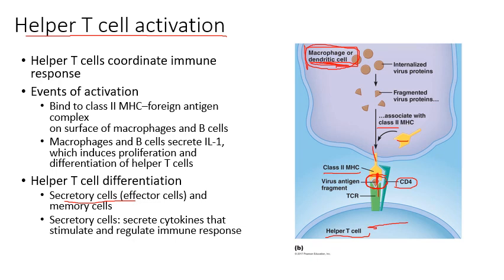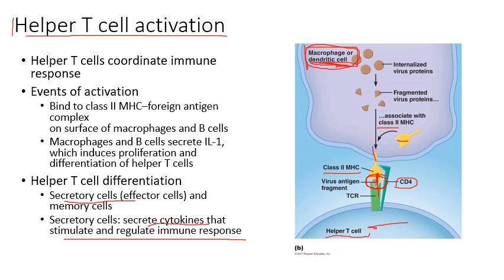These helper T cells, when activated, will release cytokines. Those are the molecules that are going to induce the immune response, activate more cells, and stimulate and regulate the immune response. They are basically the coordinators of the immune response. They help coordinate the B cells and T cells and coordinate the response.